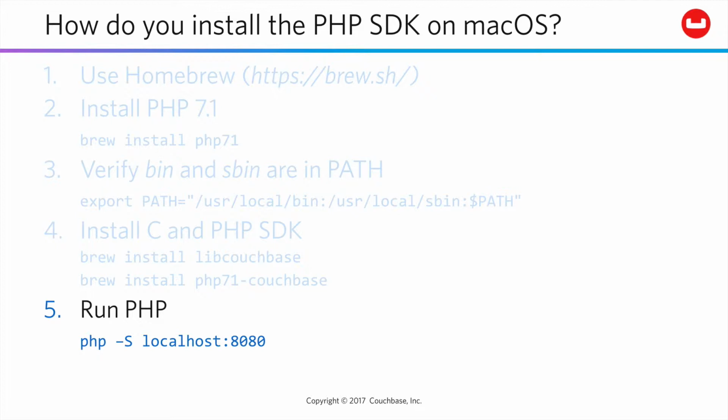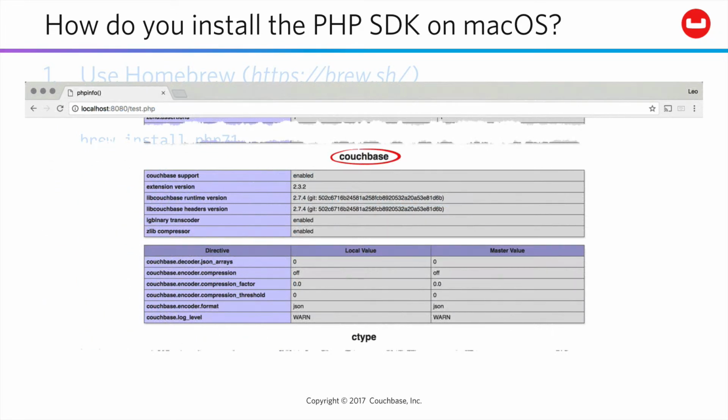Once you've done this, run PHP from your course files folder. We have a test script that you can run there. It's just a basic PHP info to make sure that Couchbase is up and running properly as an extension. All of this is described in detail in the workbook.